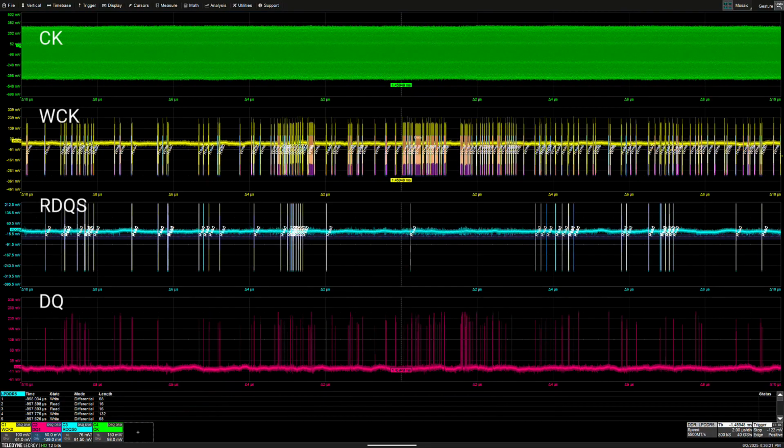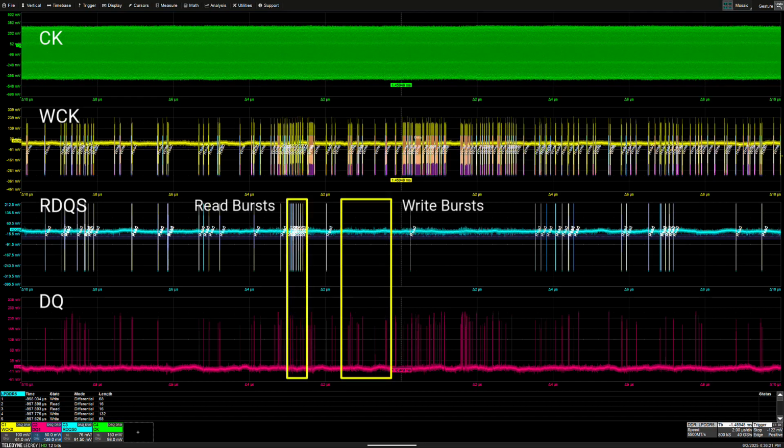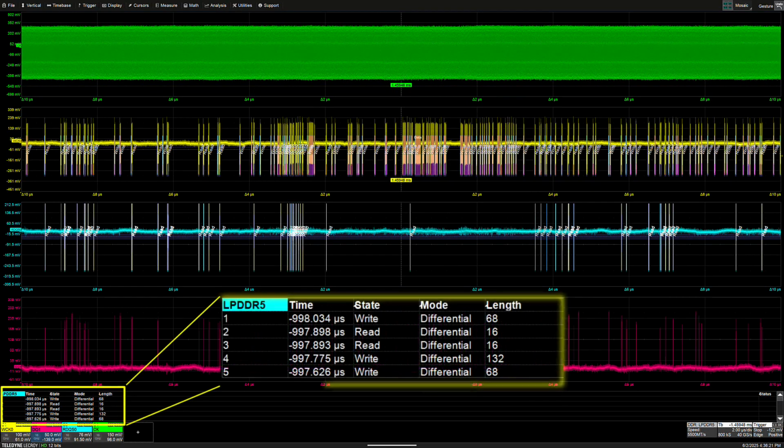In case of LPDDR5 or LPDDR5X signals, the toolkit identifies read and write bursts by analyzing several parameters, including the state of RDQS signal. An active RDQS signal typically indicates a read burst. The decoder table lists the decoded burst types, their time in the acquisition, information about the device operating mode, and the bit lengths for each burst.